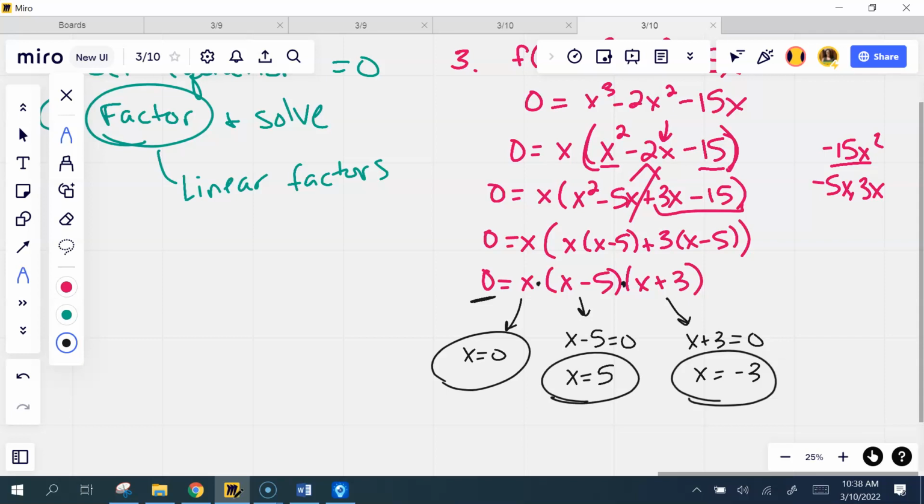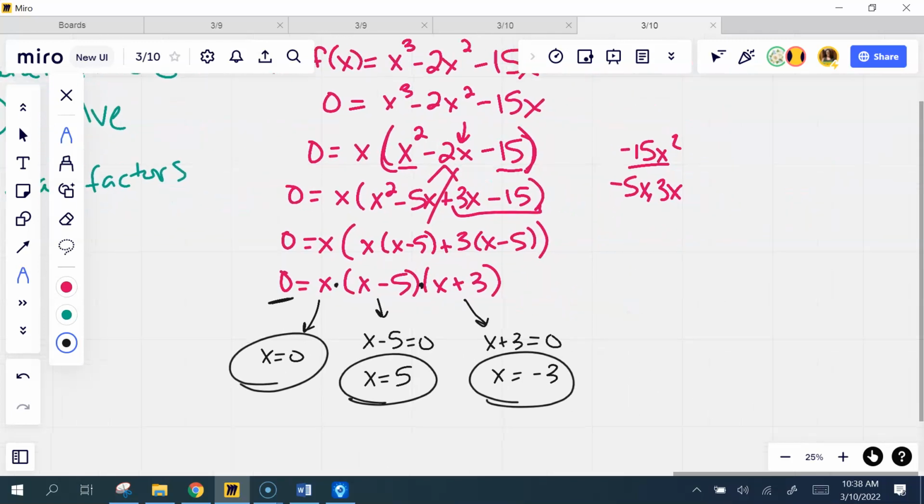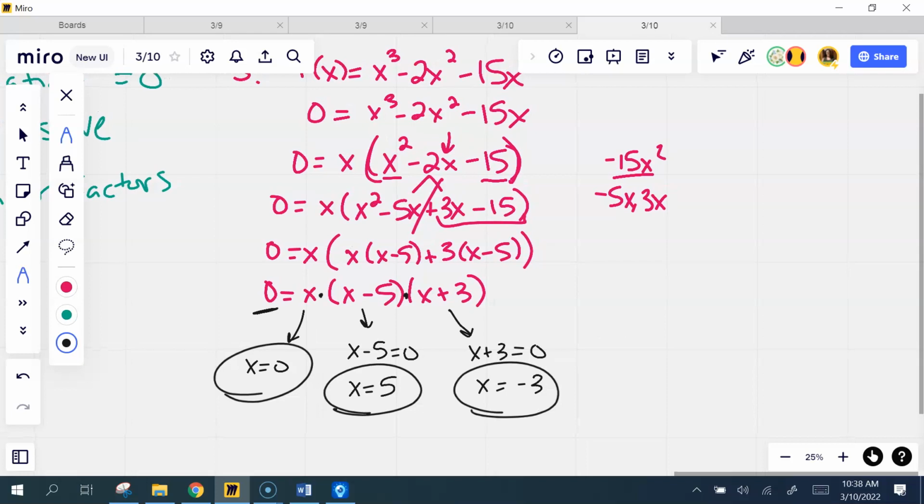Does it make sense that I would get 3 zeros here? Look back at your original equation. Why does that make sense? The degree is 3. I can have up to 3 zeros.